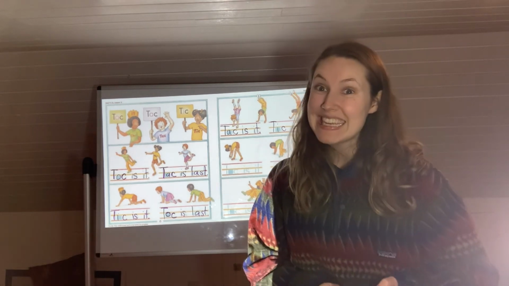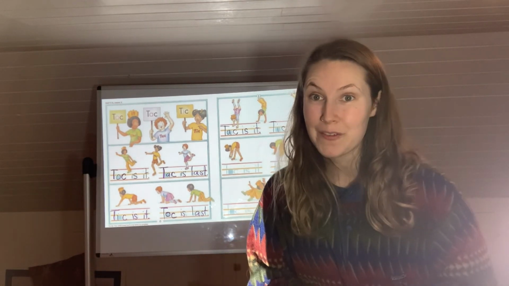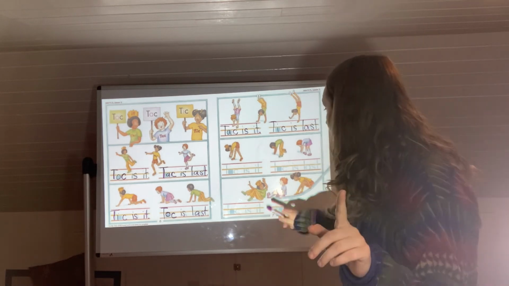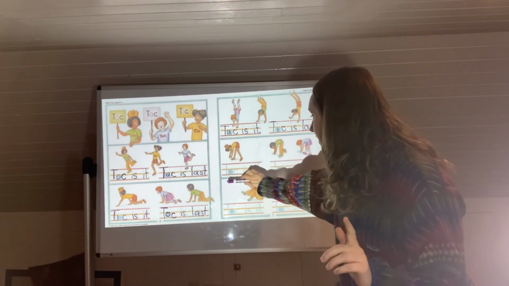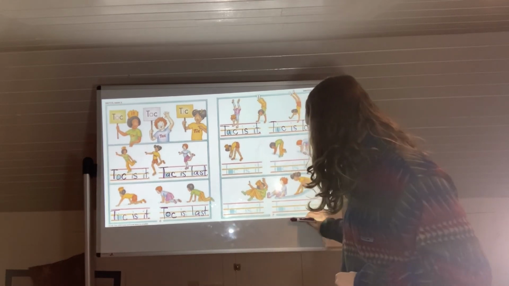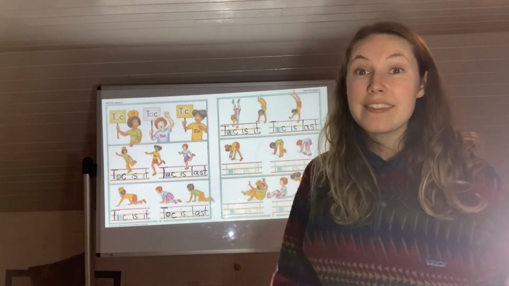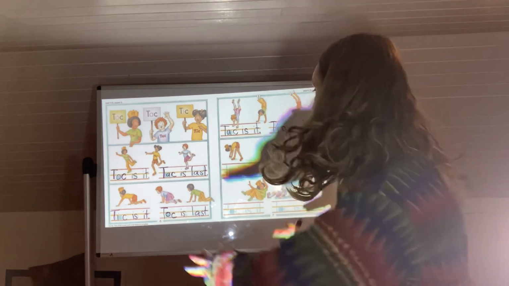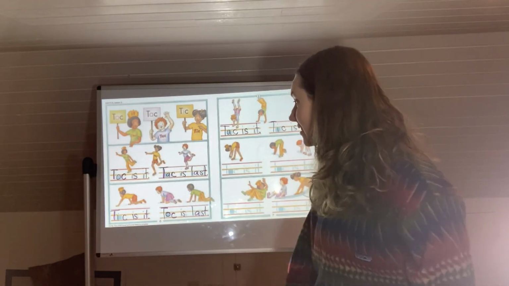Okay, now you're going to try some by yourself. So your job is going to be to do the next 4 sentences. Who's it here? Who's last here? Who's it here? And who's last here? And then for your homework, I want you to use these pages, pages 6 and 7.